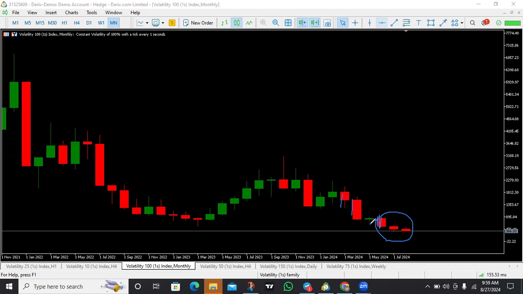The only time buyers try to come in, sellers overtook them. And look at the candle here. It closed as an indecision candle, telling you that sellers have been empowering this market. And for the past 3 months, sellers have been in the market. So with this knowledge, you need to be looking for selling opportunities on the lower time frame.